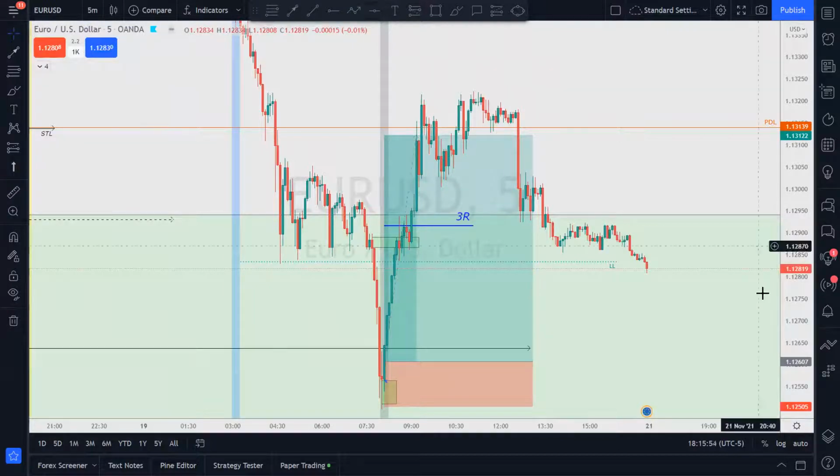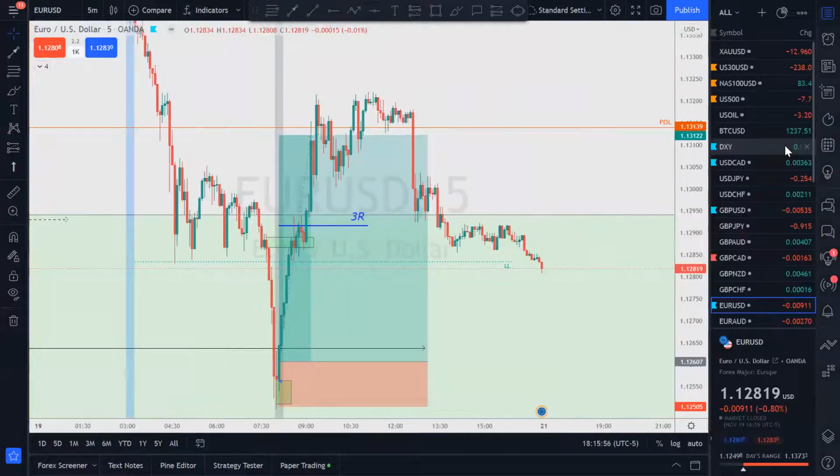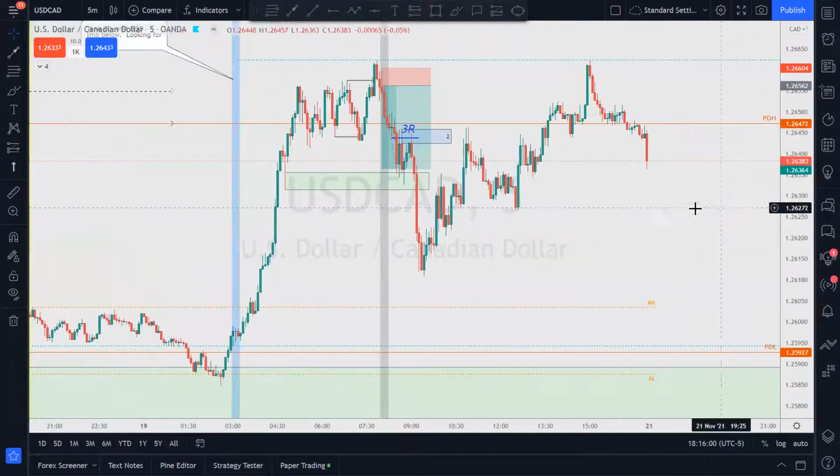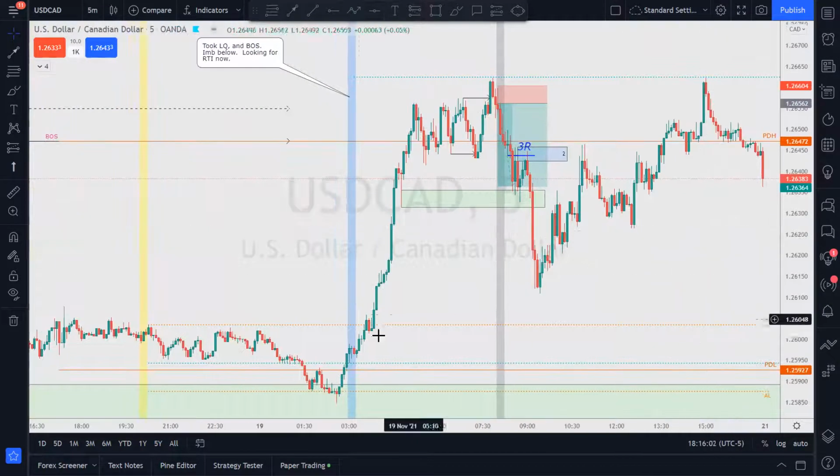I caught another bus, by the way. I'll just let you take a peek at it. USD CAD. I'm not going to go all into a breakdown of it, but you can see there was a very beautiful move during London. And if you're waiting in New York, there's a high probability that we're going to catch the retracement, which I did. I could have caught all of it, but once it reached 3R, I stopped it there.